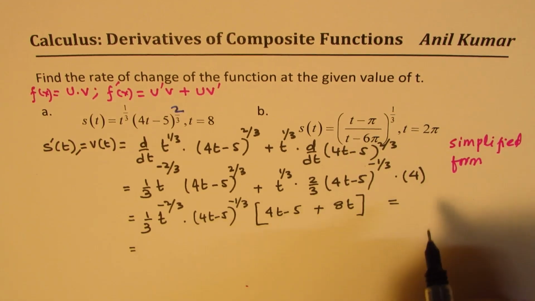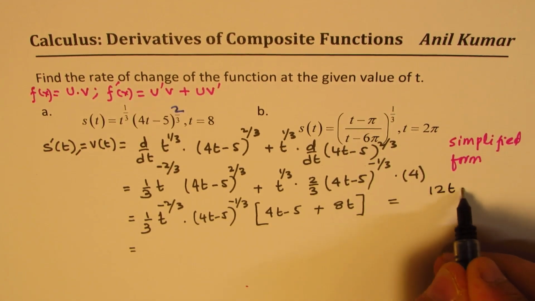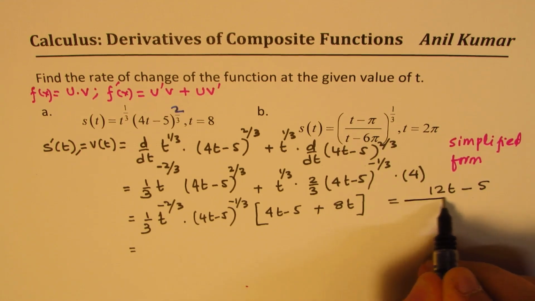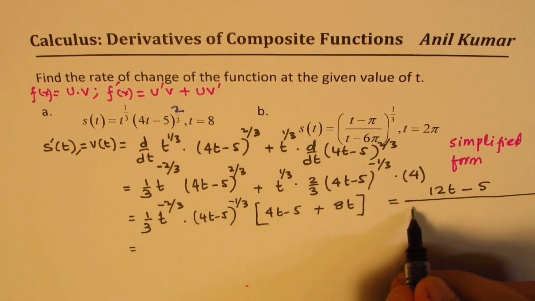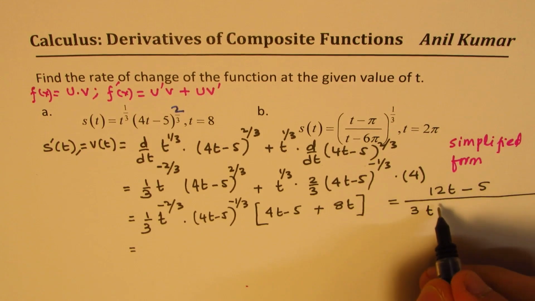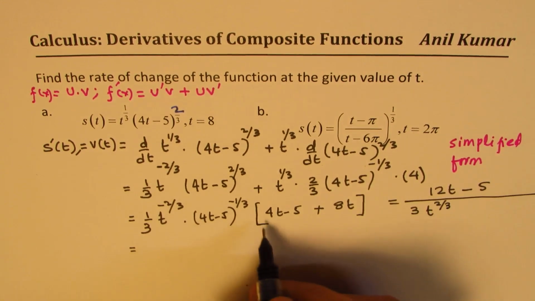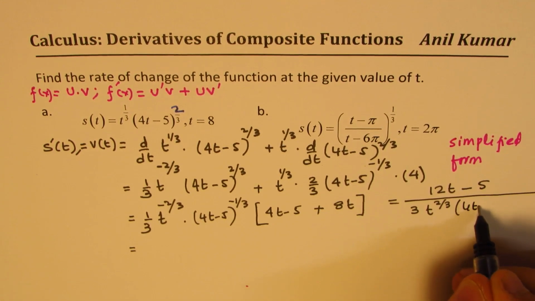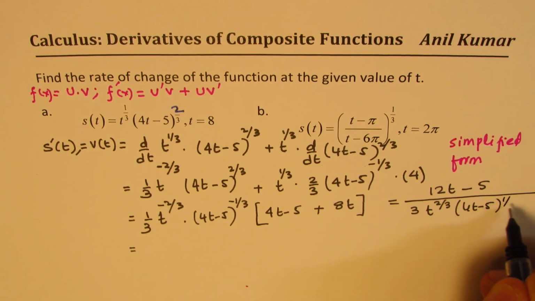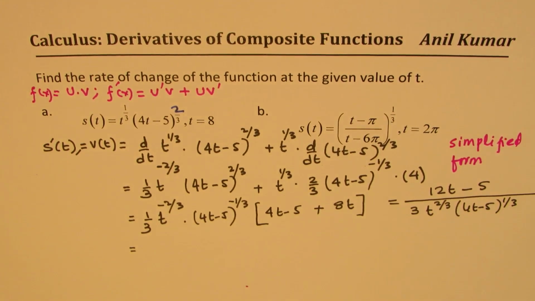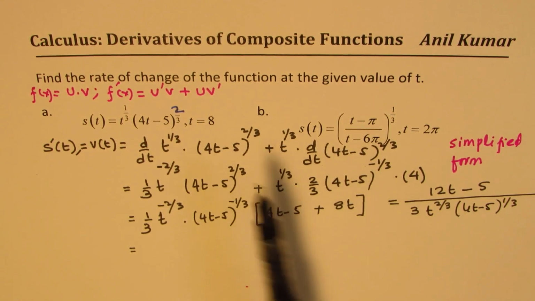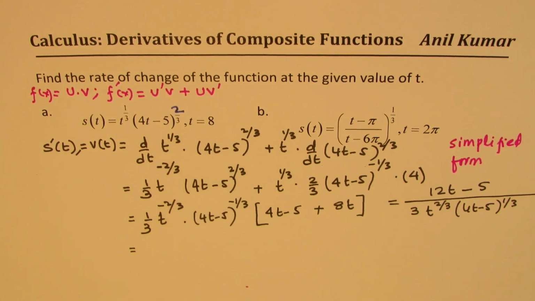4 plus 8 is 12, so we get 12t minus 5 in the numerator, and the denominator is 3 times t to the power of 2 over 3, and all this, which is 4t minus 5 to the power of 1 over 3. Is that clear to you? Correct? So that is a simplified version which we are looking for. Now in case that is not mentioned, you could substitute 8, but this is a critical calculation to be shown.